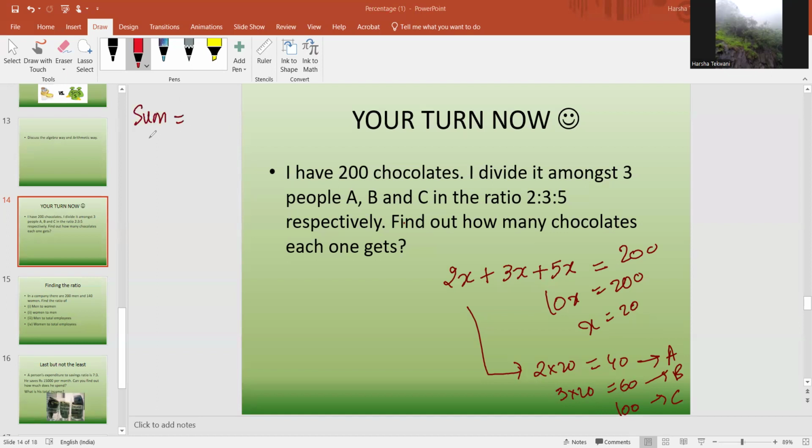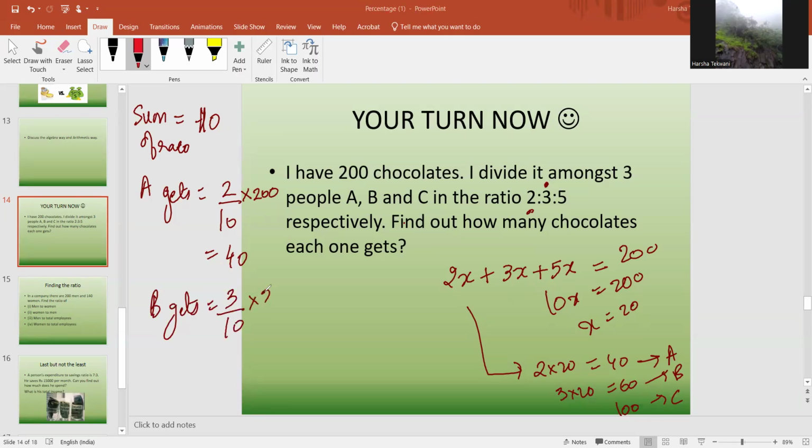The sum of the ratio. Sum of the ratio is 2 plus 3, 5, plus 5, 10. So Mr. A gets 2 parts out of 10 parts. So calculate 2/10 of 200. You would get 40. Mr. B, he gets 3 parts out of 10 parts. So how much on 200? You would get 60. And so on. All right.